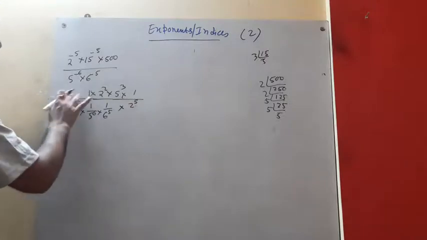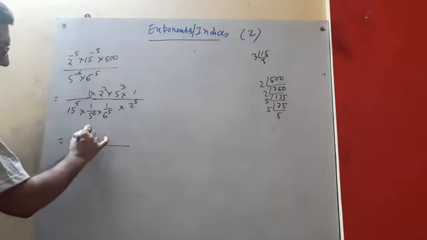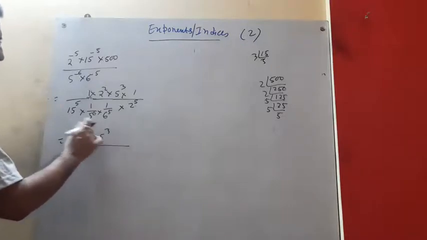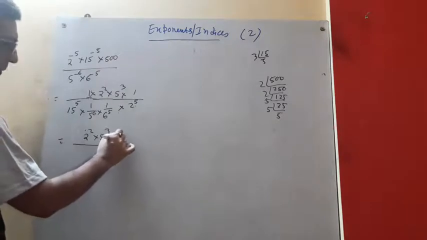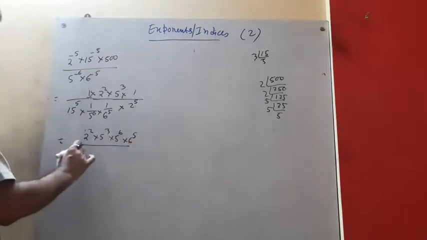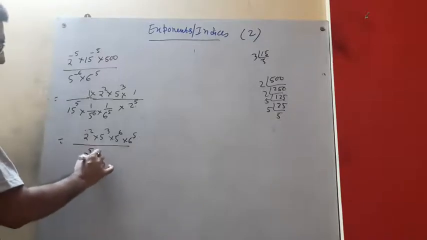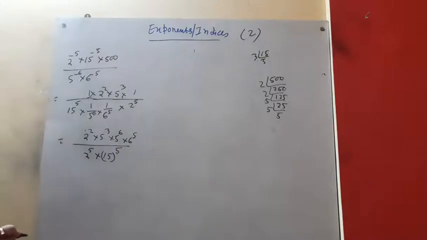Now what is my job? Now what will I do? Look, this is 2 square, this is 5 cube, right? Now this thing and this thing will go up: 5 to the power 6 into 6 to the power 5, right? And it is 2 to the power 5 into 15 to the power 5. Okay, can you watch it properly? Yes. Now what I will do?